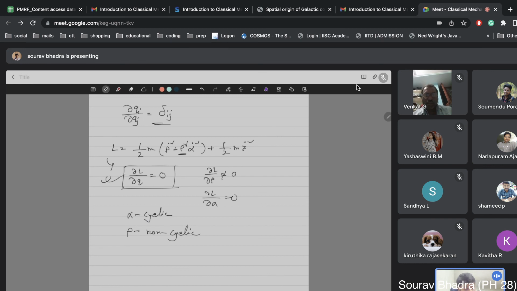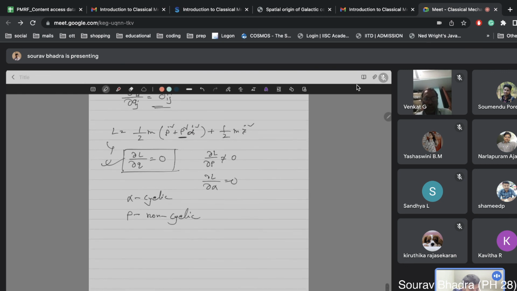This is the condition for the cyclic coordinate. Whenever you see a Lagrangian, just try to find out which coordinate is there with the dot but not itself. Here an alpha dot is there but no alpha is there, that's why alpha is the cyclic coordinate. Also, delta L delta alpha.